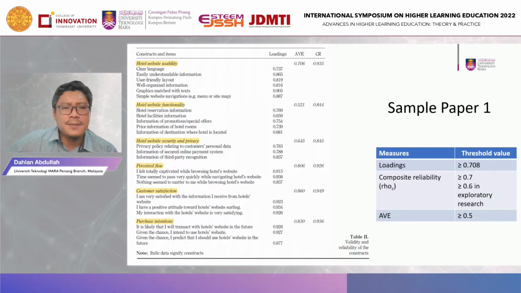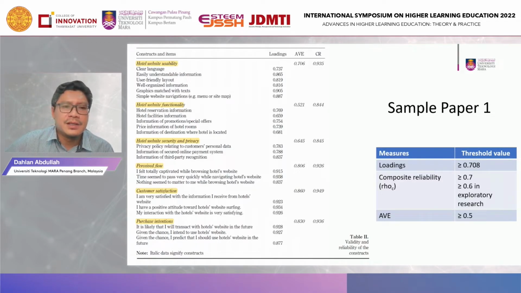And then the second one, when we want to look at the convergent validity, we look at the AVE, whether the instrument that we use here is valid or not, for every single measure, to represent every single construct here. AVE here should be more than 0.5, meaning this is a valid instrument to measure every single construct in this study.